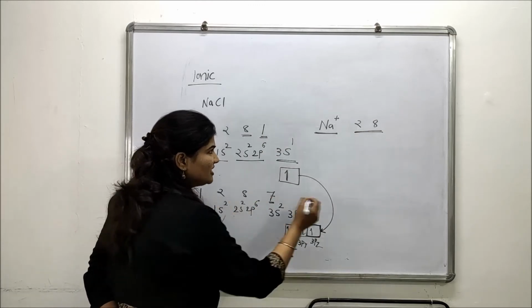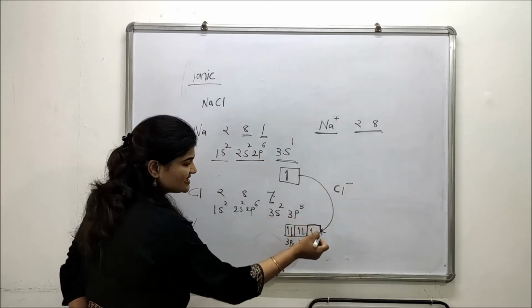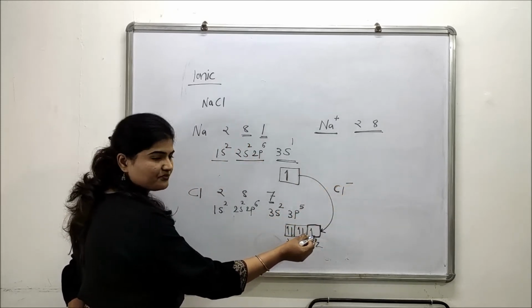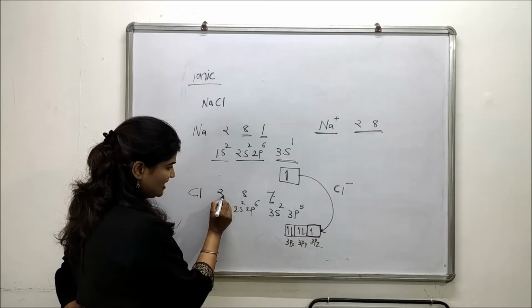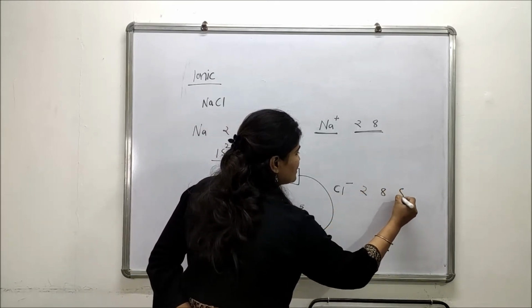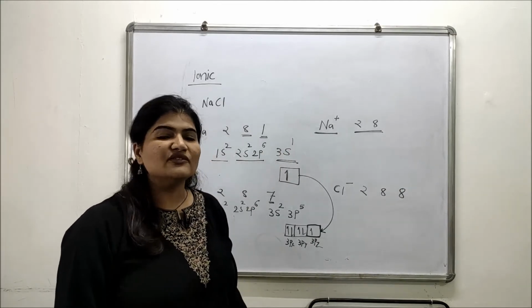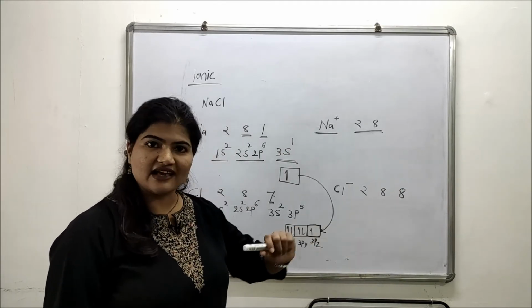And then chlorine will form the chloride ion, Cl-. Why? Because it has gained one electron here. And what configuration will it achieve? 2,8,8. It is the configuration of argon gas, which is again an inert gas. So again, chlorine has acquired the configuration of a stable inert gas, argon.